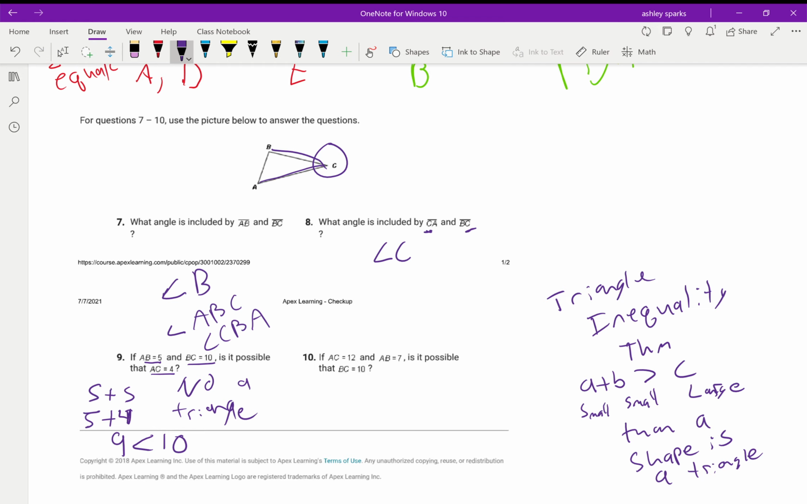Let's do another example here. It doesn't matter the order they give them in. So I see 12, 7, and 10. My two small ones are 7 and 10. Add them together, and I'm going to get 17. 17 is bigger, so it gets the big side of your inequality, than 12. So yes, this would be a triangle. So the triangle inequality theorem is simply add your small ones together and see if they are bigger or smaller than your large one. If there are any questions, let me know.